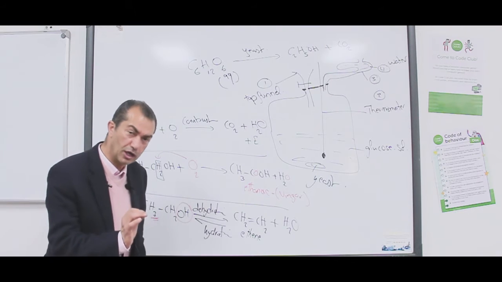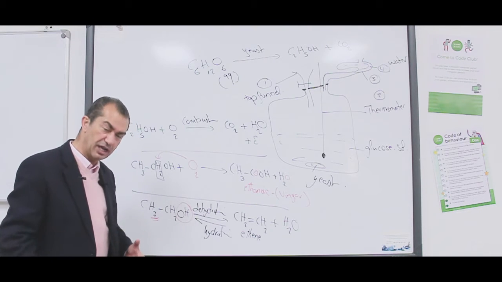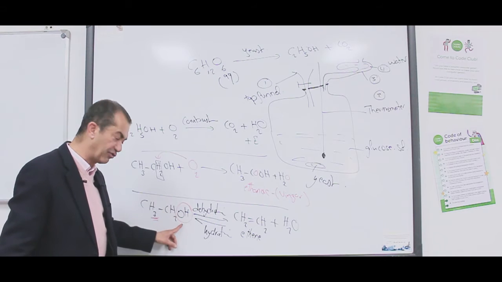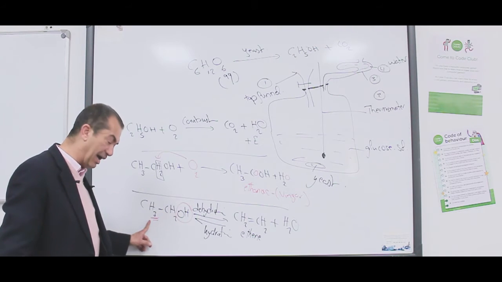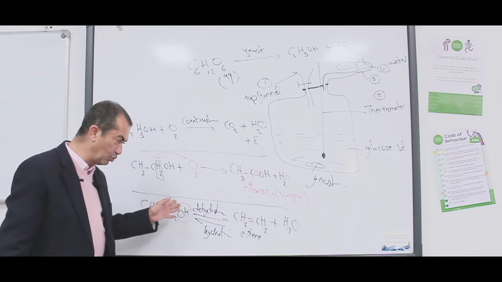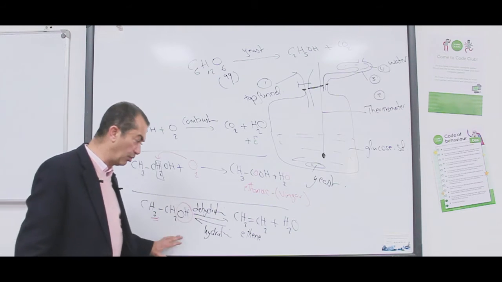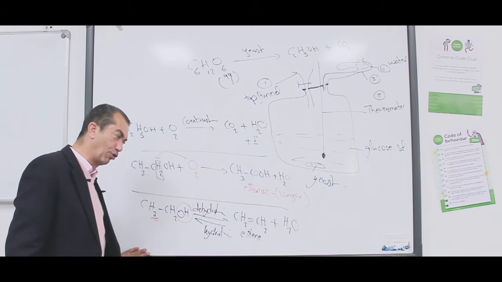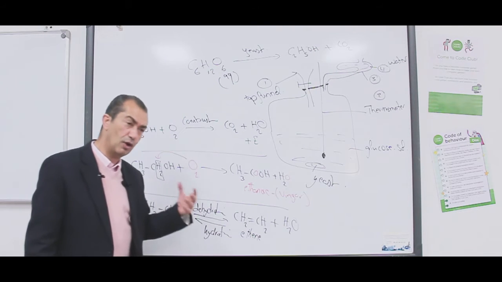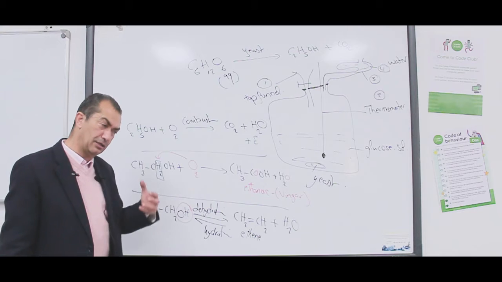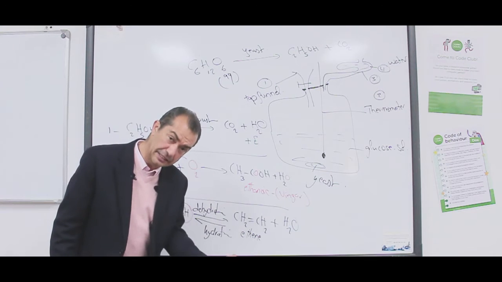All that you need to understand is how you can dehydrate. You remove the OH from a carbon, and you remove an H from another one, and you put the double bond. So if this is propanol, it will be propene. If it is hexanol, it will be hexene. So any alcohol, if it is dehydrated, is converted into alkene.